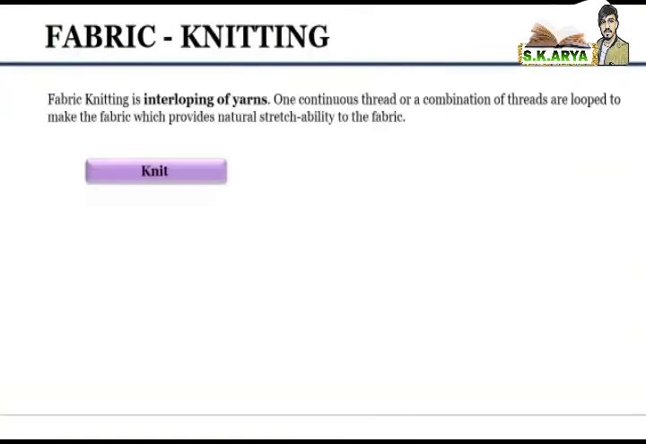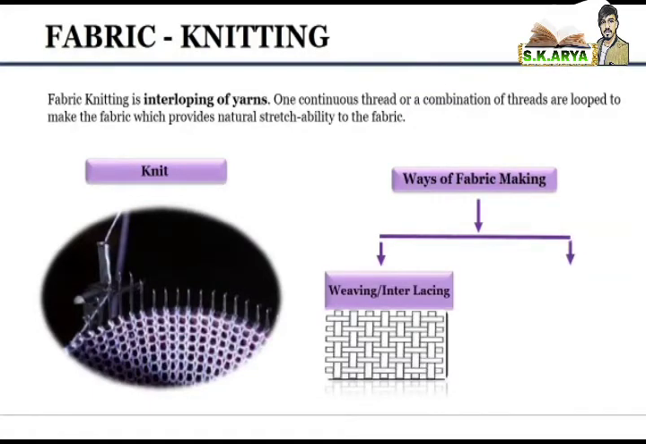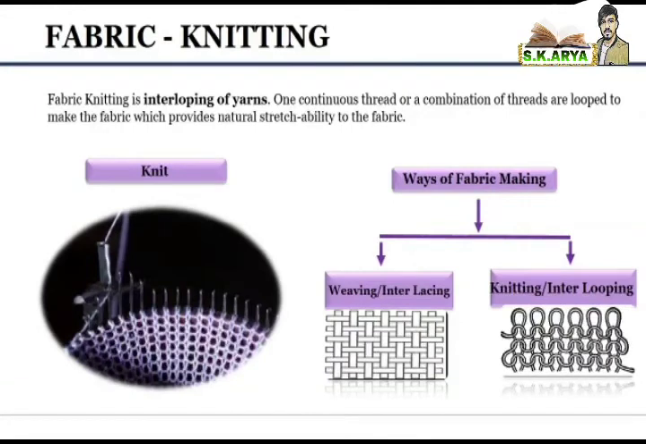The other technique used to make the fabric is known as knitting. Fabric knitting is interlooping of yarns. One continuous thread or a combination of threads are looped to make the fabric, which provides natural stretchability to the fabric. You must have noticed your grandmothers knitting sweaters during winters. Examples of knitted fabric made into garments are t-shirts, sweaters, pullovers, socks, and vests.